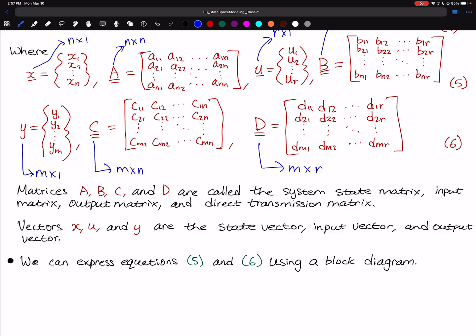Okay, so matrix A is called the system state matrix, B is the input matrix, C is the output matrix, and then D is called the direct transmission matrix. And then the vector X is the state vector, vector U is the input vector, and then vector Y is just the output vector.